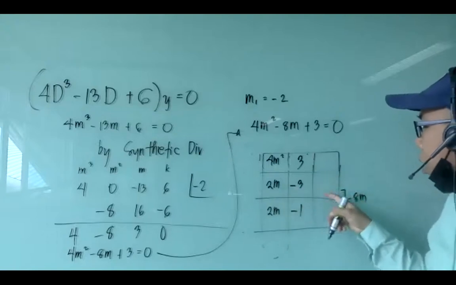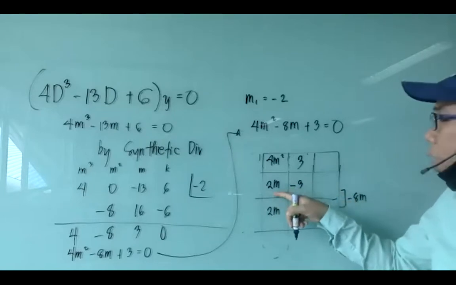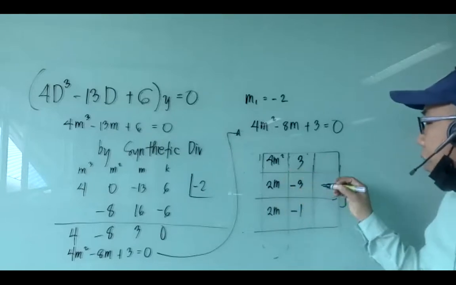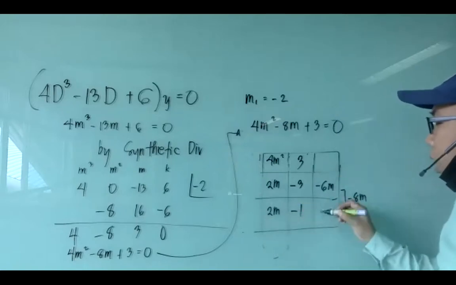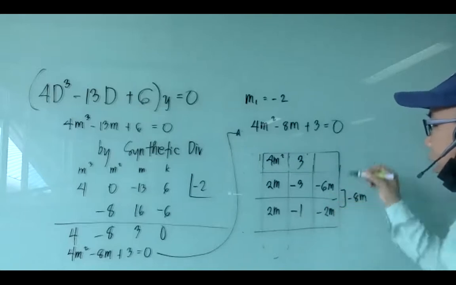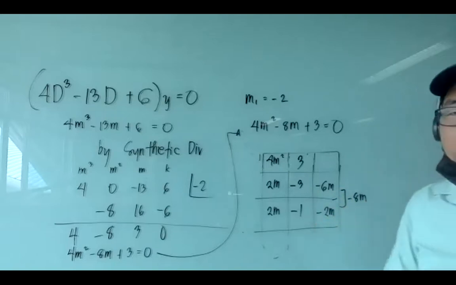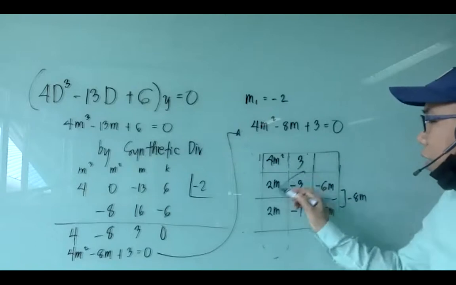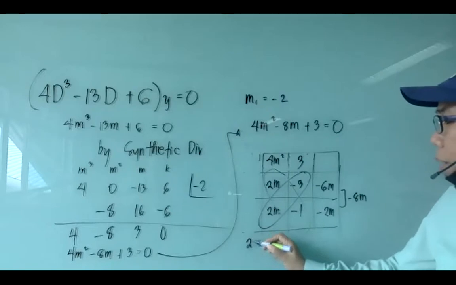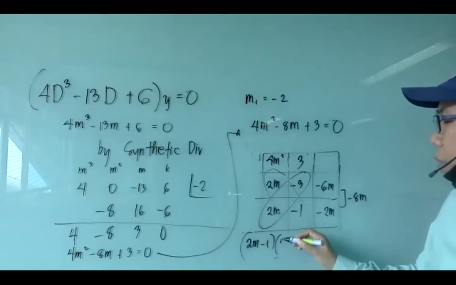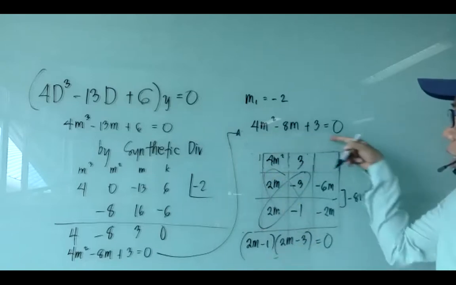So, by multiplying itong nasa dalawang box, 2m times negative 3m is minus 6m. 2m times negative 1 is minus 2m. Tapos i-add natin sila. Negative 6m plus negative 2m is negative 8m. Okay? So ito na ngayon yung factors: 2m minus 1 times 2m minus 3 equal to 0. Gusto mo i-check, dapat ito yung result ha, guys.